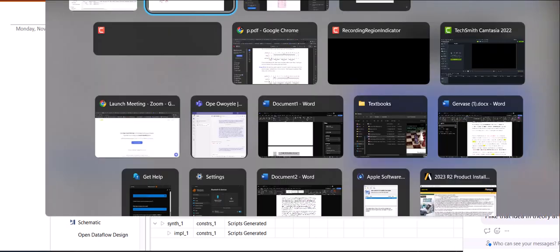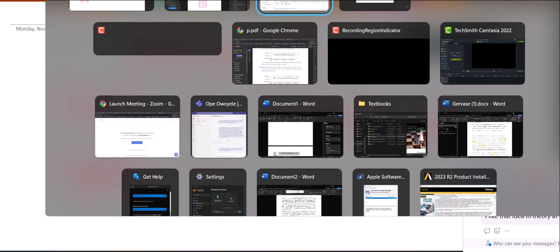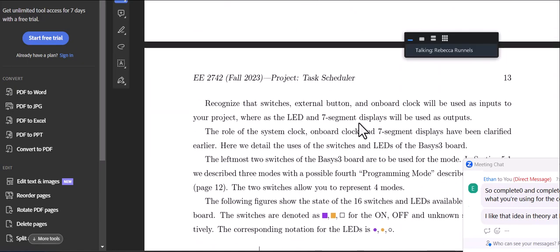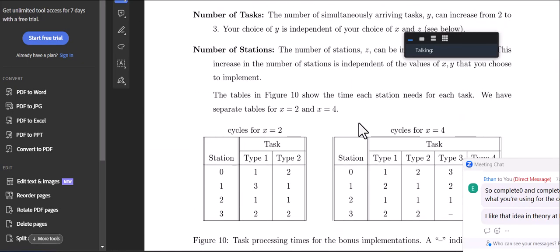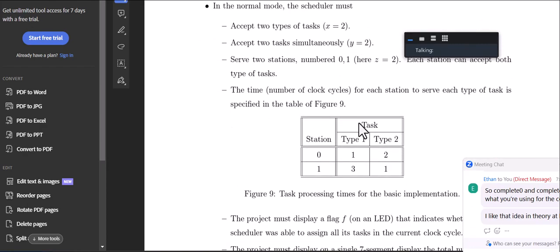Because it says, so it has idle, and then it has type 1, and then it has type 2 1 and type 2 2. No, those are the two different stations. Okay, is that what it is? Yeah. Let me make sure that I got it. It says type 2 task runs for 2 clock cycles. So you either run it on the first clock cycle or the second clock cycle. Right. So what this is saying is type 1 completes in 1 clock cycle and type 2 completes in 2 clock cycles. Type 2 is for both.